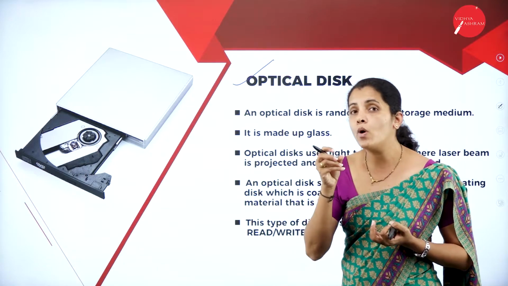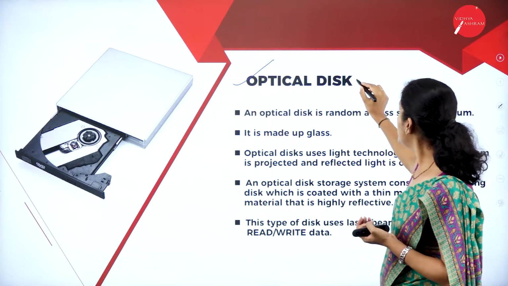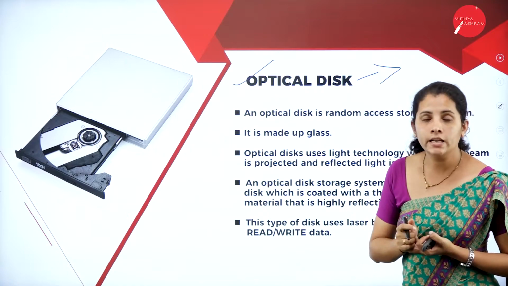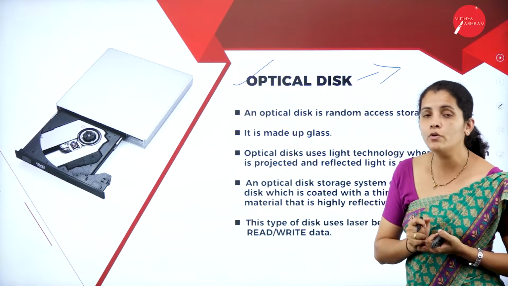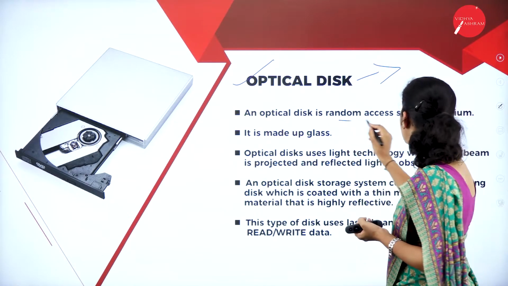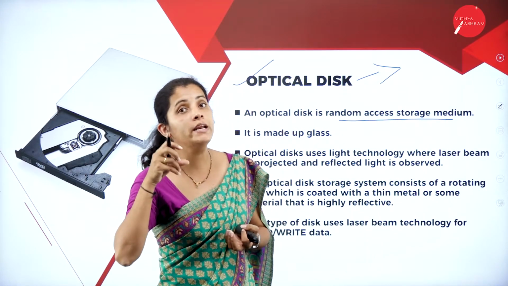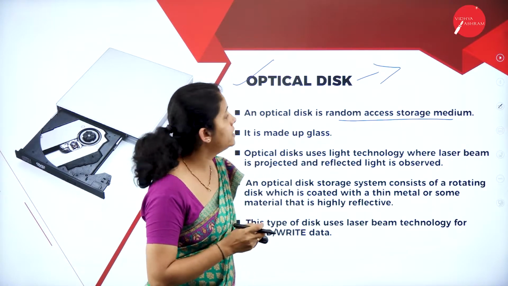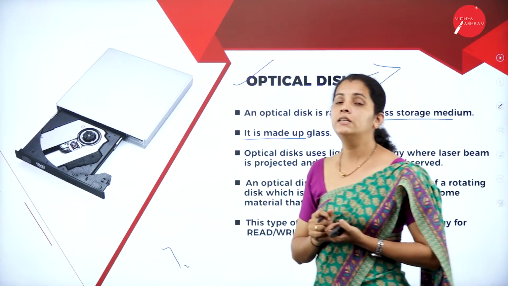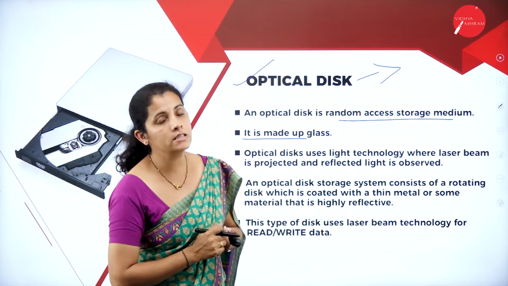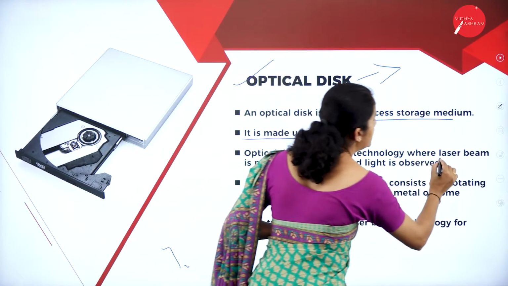So here I require an optical disk to store my data, and this is the main example of a secondary storage device. That is, this is the main example of secondary memory, and it provides random access storage media. That means the user is capable of reading and writing the data randomly, and it is made of glass. So optical discs are made by using glass, and in order to read and write the data, I'm going to use a laser beam.